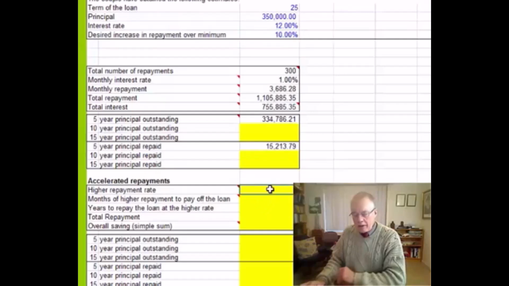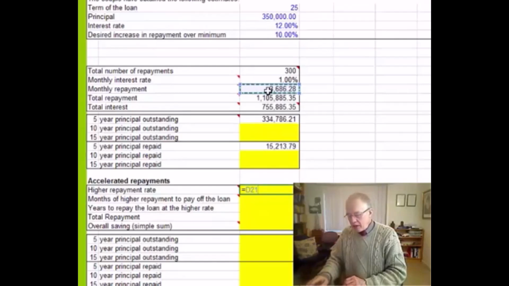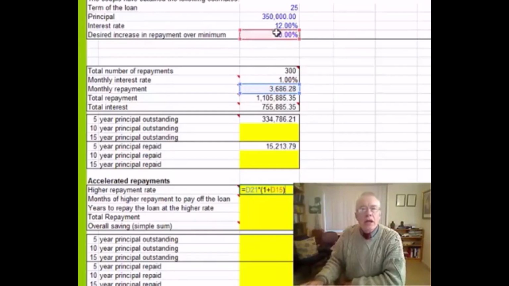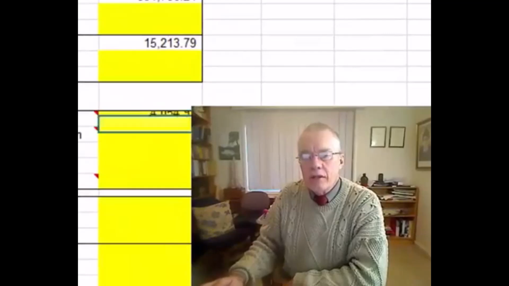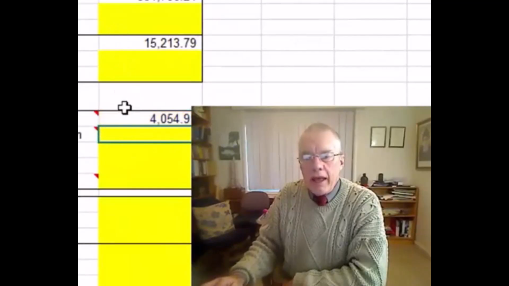And so to work out what the higher repayment is, I can simply take the 3,686 and multiply it by, open brackets, 1 plus the 10%. Again, I'm writing this as an equation, and that enables me to change my data later on, and the equations will still work, so I'll still get the same correct answers. And so I'm going to pay it off at $4,000 a month rather than $3,600.